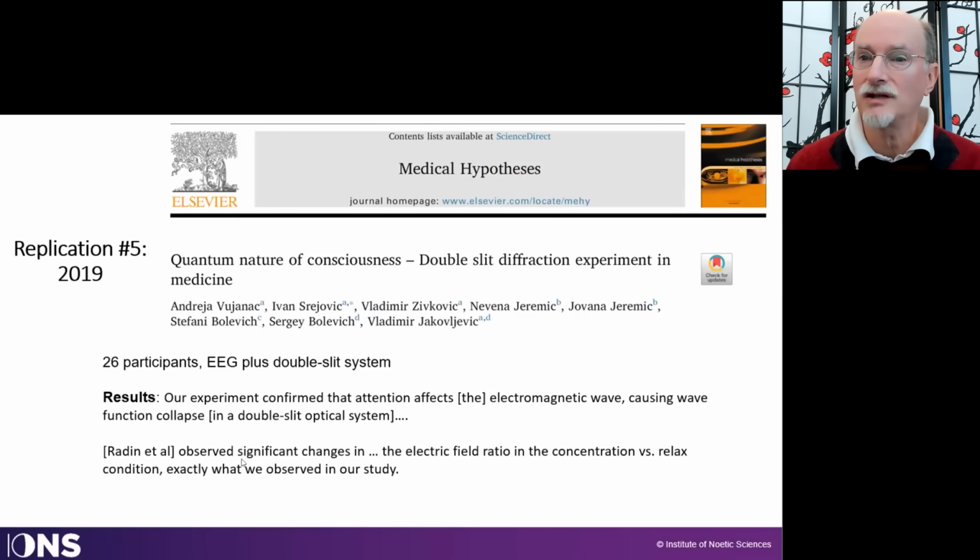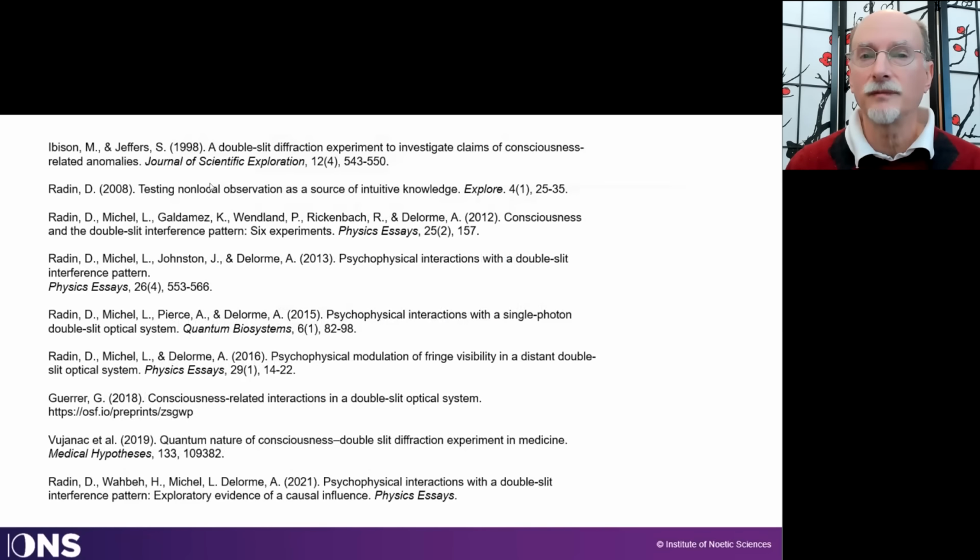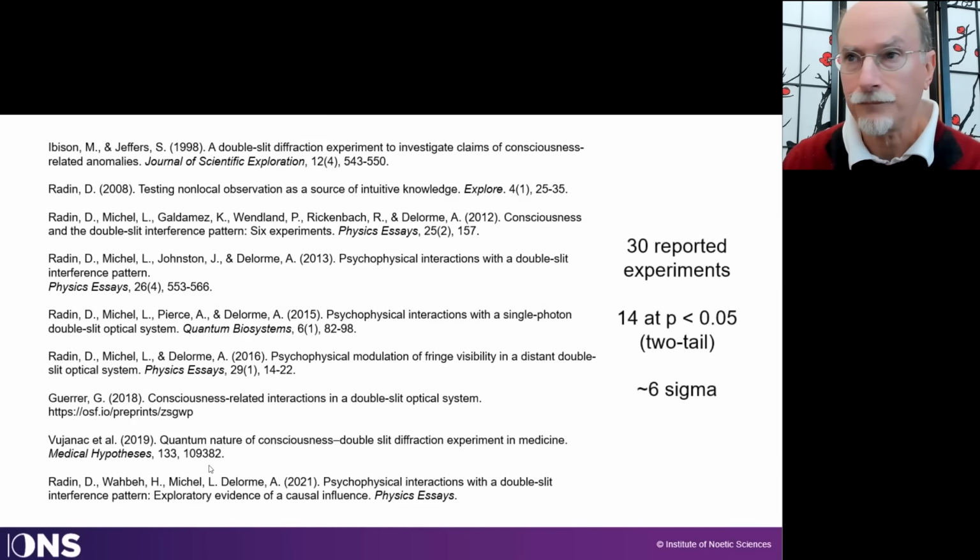Radin observed significant changes in the electric field ratio and the concentration versus relax condition, exactly what we observed in our study, which was nice. So these are all the published studies that we know of of people that have been replicating these kinds of things. Total of 30 reported experiments, of which 14 are significant at the 0.05 level, two-tailed. The probability of seeing 14 experiments that are significant, two-tailed, out of 30 is about a 6 sigma result. That's very unlikely to occur by chance.